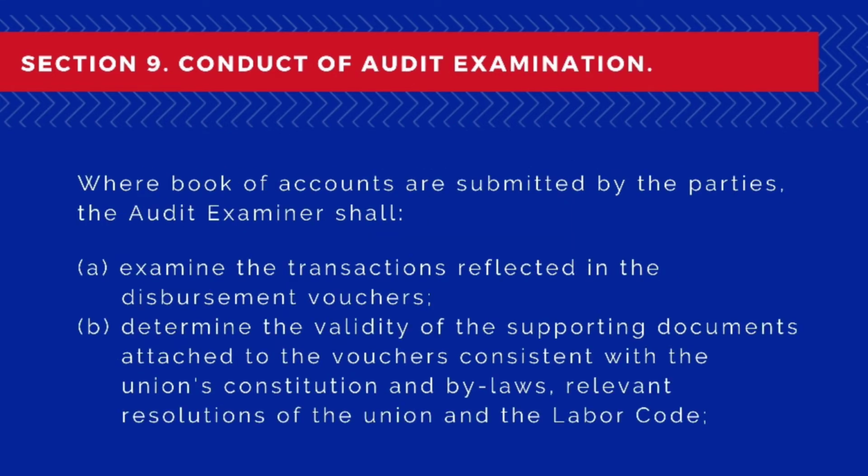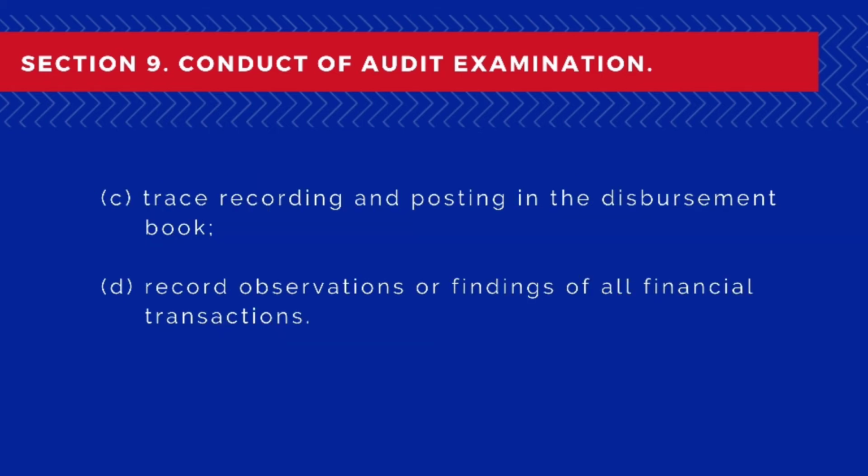Section 9. Conduct of audit examination. Where book of accounts are submitted by the parties, the audit examiner shall A. Examine the transactions reflected in the disbursement vouchers. B. Determine the validity of the supporting documents attached to the vouchers, consistent with the union's constitution and bylaws, relevant resolutions of the union, and the labor code. C. Trace recording and posting in the disbursement book. D. Record observations or findings of all financial transactions.